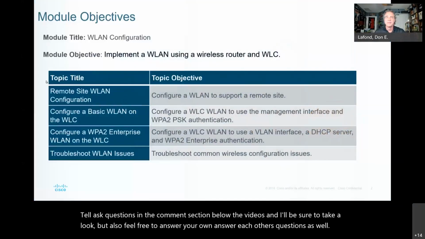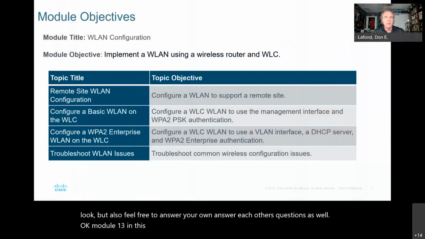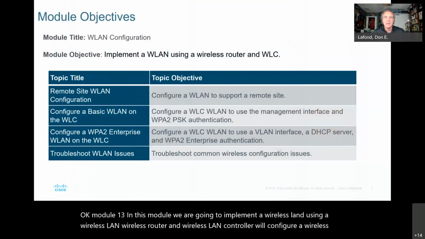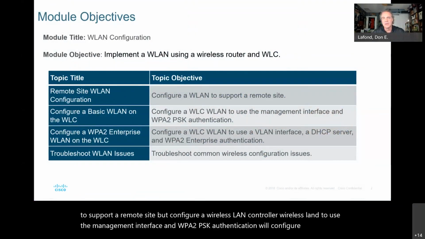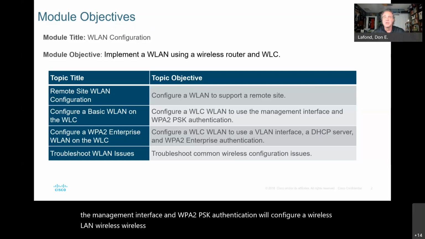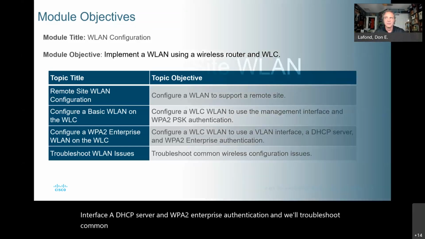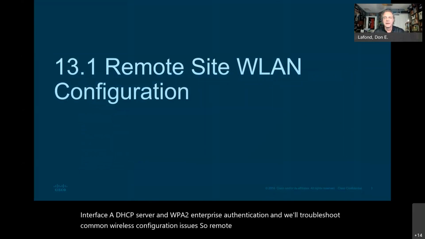Okay, Module 13. In this module, we are going to implement a wireless LAN using a wireless router and wireless LAN controller. We'll configure a wireless LAN to support a remote site. We'll configure a wireless LAN controller, wireless LAN to use the management interface and WPA2 PSK authentication. We'll configure a wireless LAN controller, wireless LAN to use a VLAN interface, a DHCP server, and WPA2 enterprise authentication, and we'll troubleshoot common wireless configuration issues.